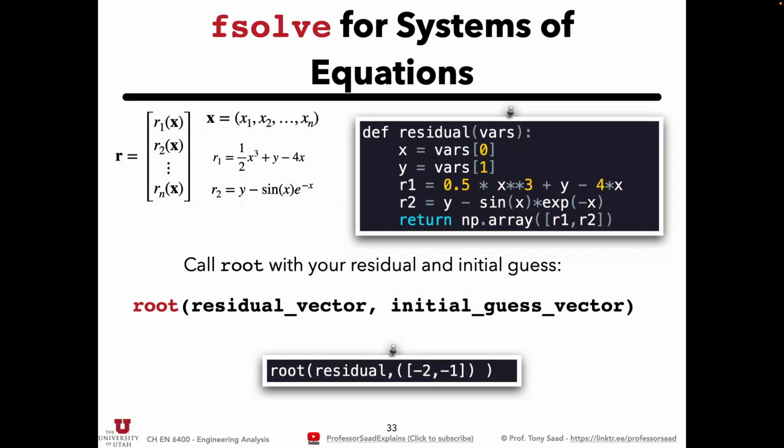Finally, you just simply call your root with your residual and initial guess. Now you have a vector. Okay, I'm going to call root residual vector, so that is going to be residual, or whatever you call this. It's the name of this routine. And instead of having a single initial guess, now you have an array of initial guesses, a vector of initial guesses. So for example, in this case, I'm calling root residual, comma, my first initial guess for x is -2, and the initial guess for y is -1.